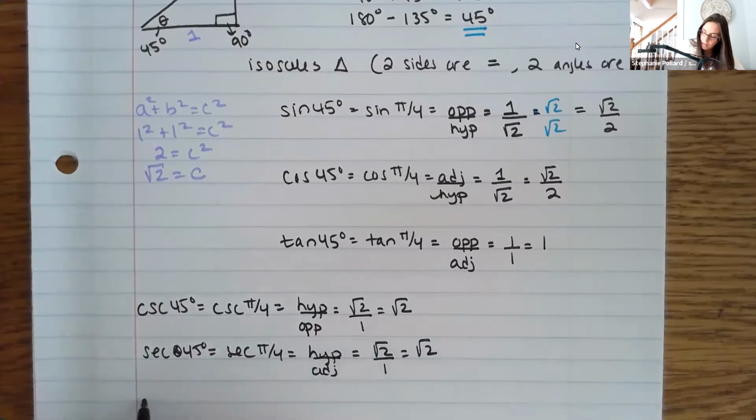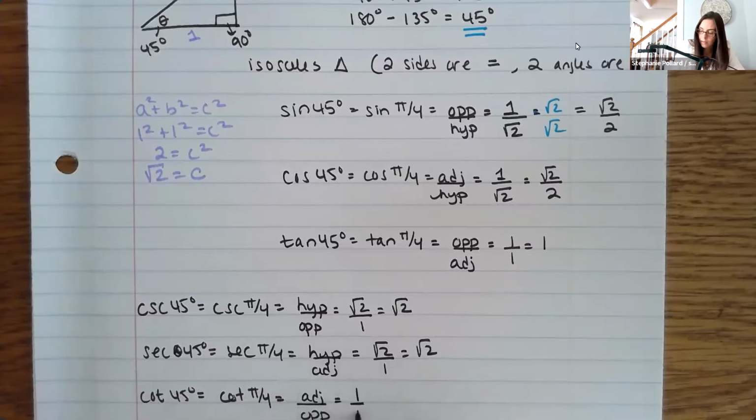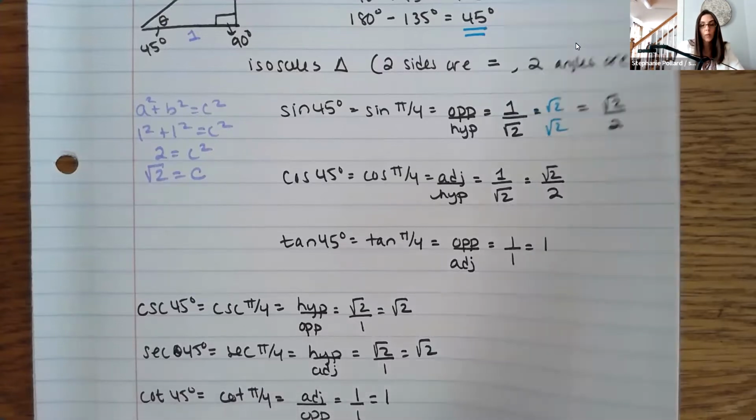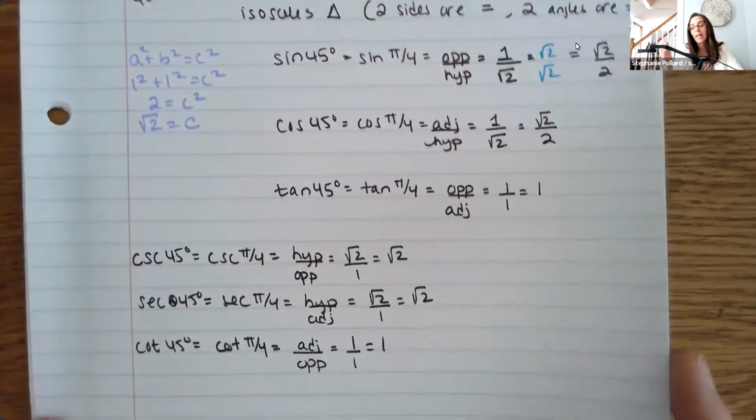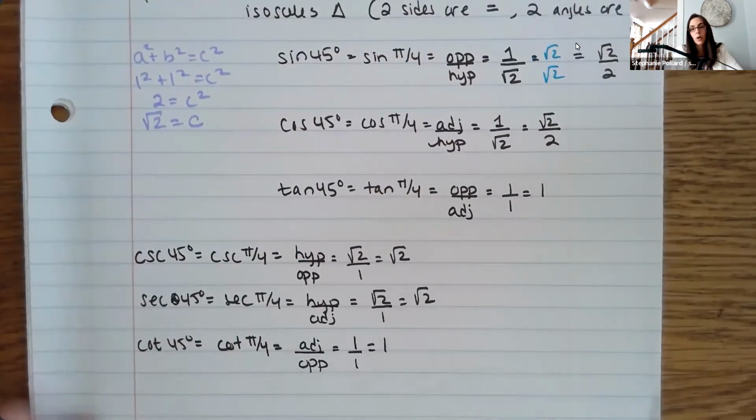And then finally, cotangent of 45 degrees is going to be adjacent over opposite. Both of those are 1, and 1 over 1 is 1. So we're able to find all those values. And again, it still works here.